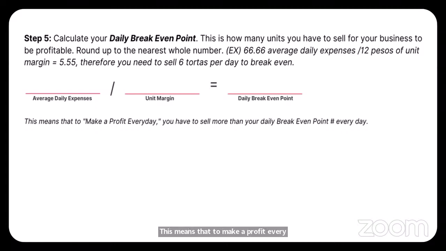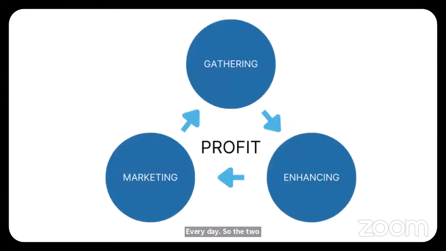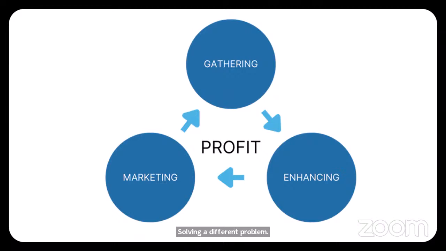So the 2 key points from today is looking at your GEM model, your gathering. Can you negotiate a cheaper price? Will they be open for you to pay them in 30 days? Then you're enhancing, you're making it better, taste better, delivering it, solving a different problem, adding a special value, and then you're marketing it based on what the market can bear.